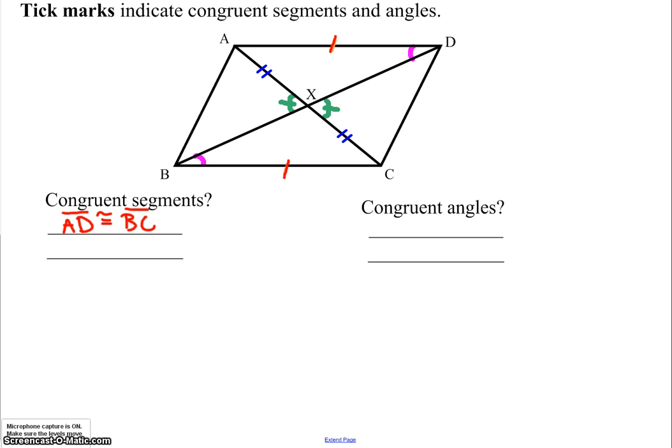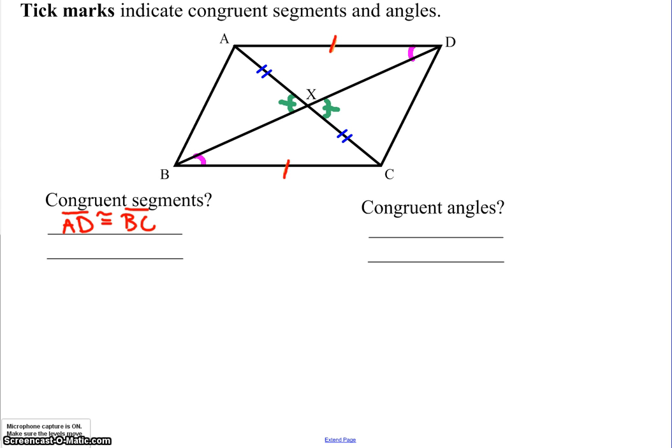And I want you to come up with the second set of congruent segments that are marked up there. Congruent angles, and remember you need to be pausing the video, right? Don't just let me go on without you actually writing it down or else you're going to miss vital information. Seriously, pause the video and write it down.